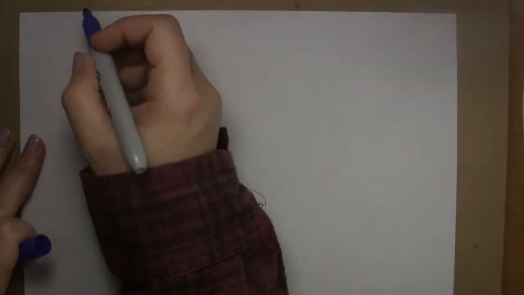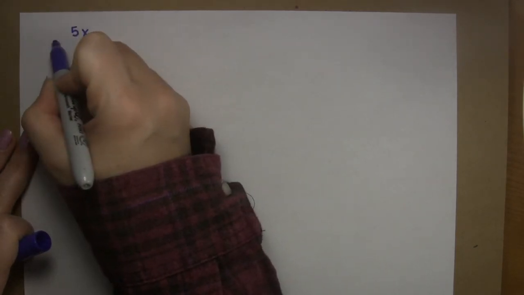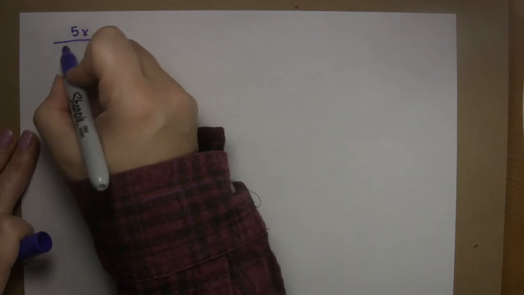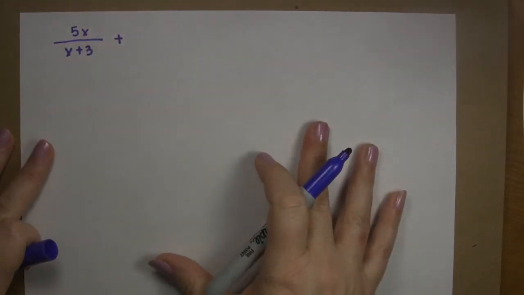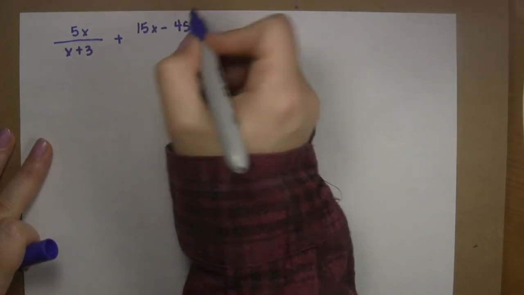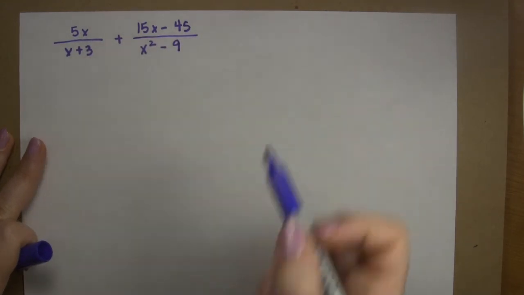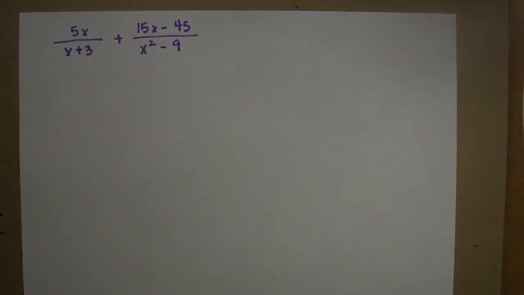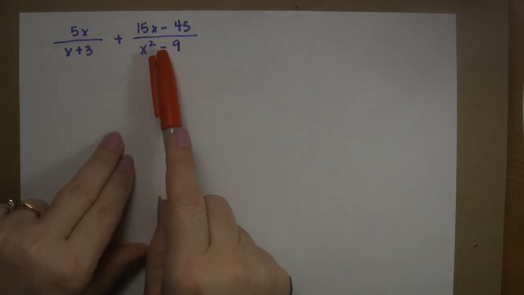Number 5 looks to be a little bit bigger and uglier than what we have done so far. We have 5x over x plus 3, and we're going to add to that 15x minus 45 over x squared minus 9. Okay, so the first thing that I'm going to do is I'm going to factor this thing right here.